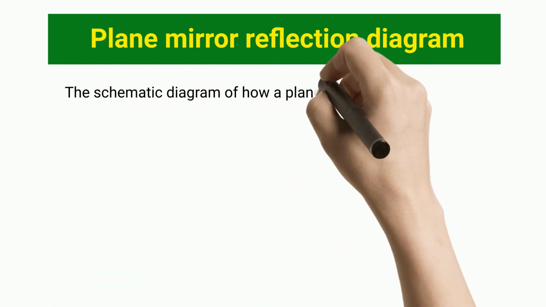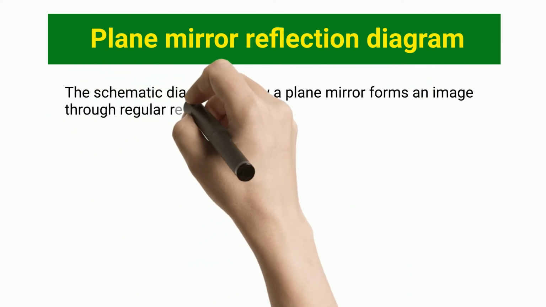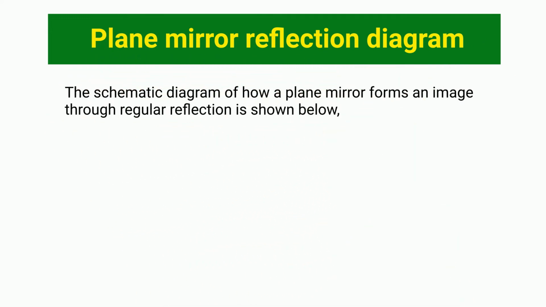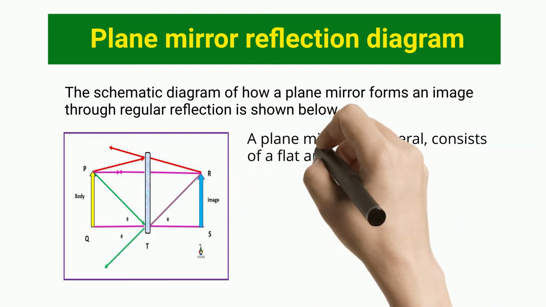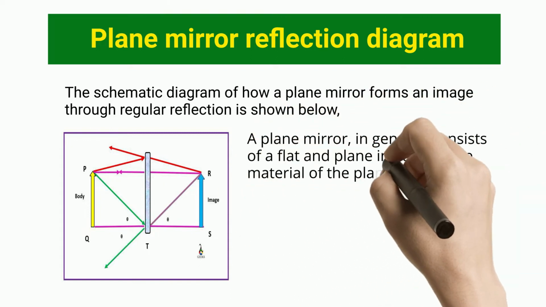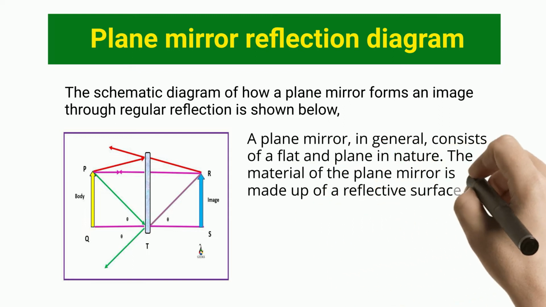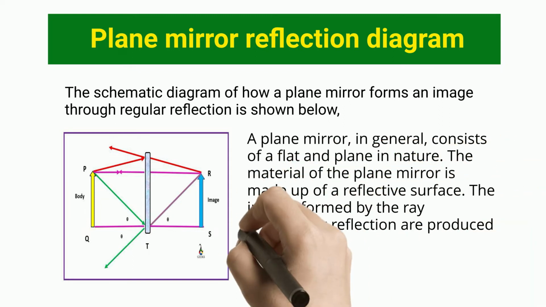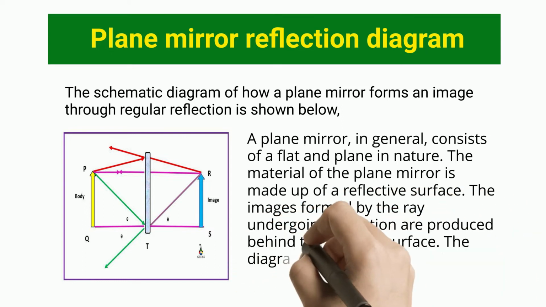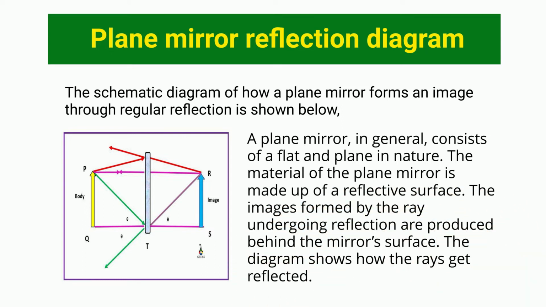Plane mirror reflection diagram. The schematic diagram of how a plane mirror forms an image through regular reflection is shown below. A plane mirror, in general, is flat and plane in nature. The material of the plane mirror is a reflective surface. The images formed by the rays undergoing reflection are produced behind the mirror's surface. The diagram shows how the rays get reflected.